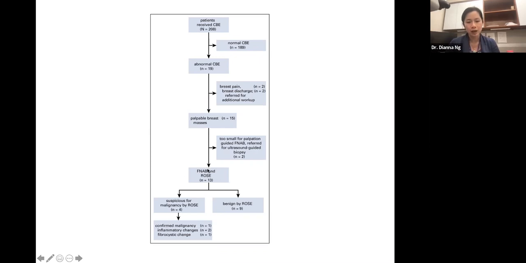So here you can see how ROSE, at least on a small scale in this feasibility study, can be used to help immediately triage women. And we actually found that all of these women ended up following up at Muhimbili for care, as opposed to getting lost to follow-up.